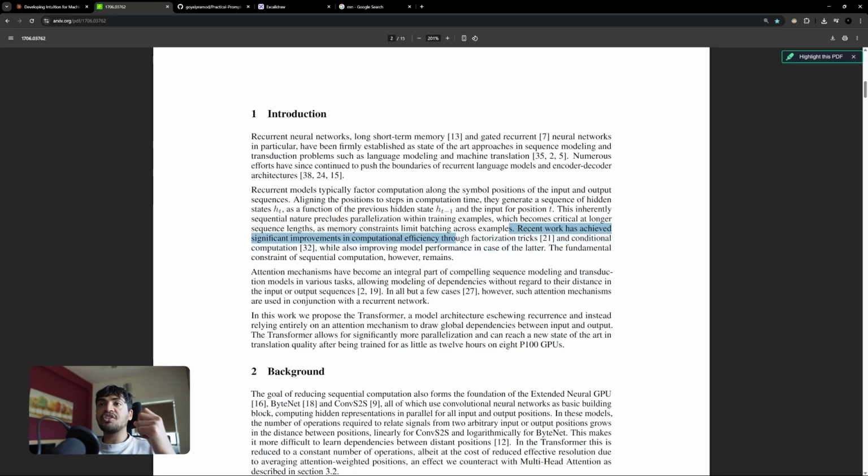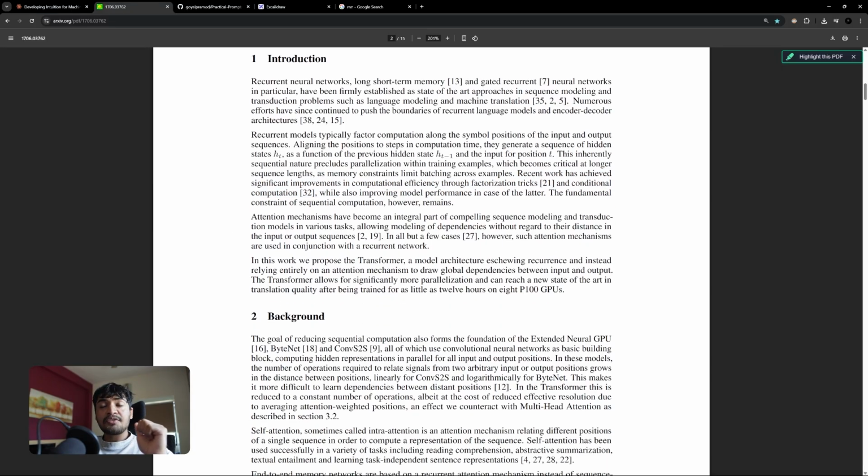They also mentioned that recent improvements have been made in computational efficiency through factorization tricks and conditional computation, which while they do improve it, still do not solve the underlying problem of parallel computation. So this paragraph basically says recurrent models are great, but their big limitation is that they do sequential training, which does not allow us to train our data in parallel. And that is the problem that they were trying to solve.